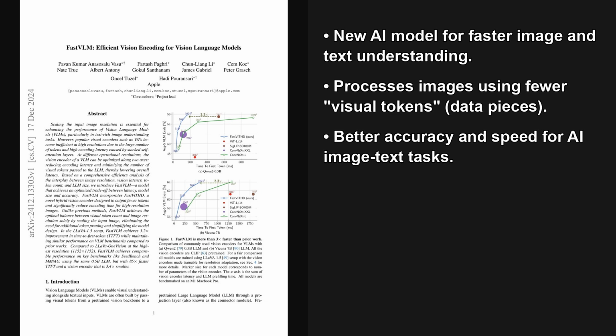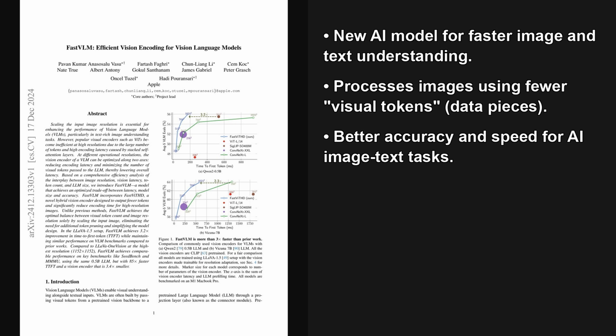I'm Alex. Today, we're looking at FastVLM, Efficient Vision Encoding for Vision Language Models from December 2024. This paper introduces a way to make vision language models, AIs that process both images and text, much faster. It presents FastViTHD, a new vision encoder, which is the part that handles the visual input. This encoder reduces processing delay, or latency, and uses fewer visual tokens, small pieces of image data, for high-resolution images, simply by scaling the image.